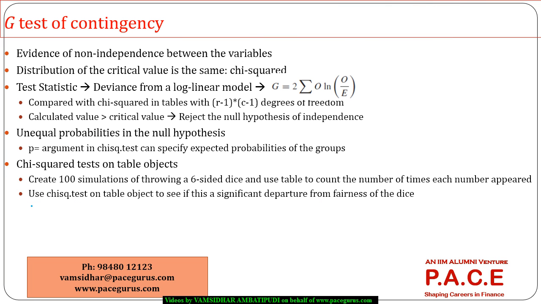Then similarly, we have another test, just like the Pearson chi-square test, called the G-test of contingency. It is also evidence of non-independence between the variables, just like the chi-squared. The only difference is that the formula is different. Instead of observed minus expected whole squared by expected, here we take observed multiplied by the logarithm of observed by expected, and we multiply it by 2.